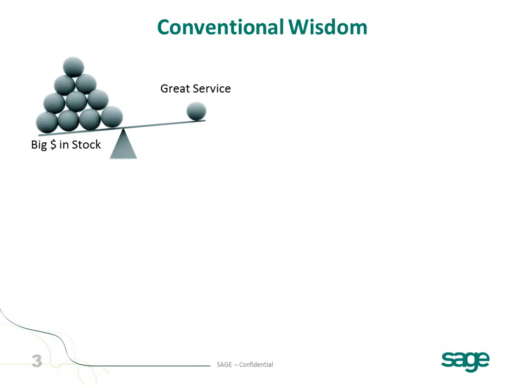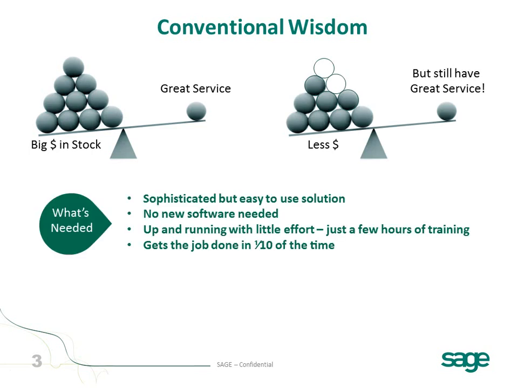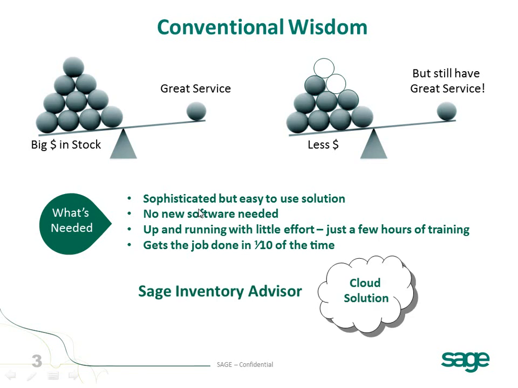The conventional wisdom and issue that we're dealing with here around inventory management really revolves around the following. It's easy to get great service, you just throw a lot of stock at it. The challenge that we've all got is to find a way to actually reduce that stock but still have great service. In order to do this, we've got to introduce a product like Sage Inventory Advisor that is a sophisticated but easy to use solution where you don't need to install a whole lot of new software and can get this up and running with very little effort and just a few hours of training. It needs to get the job done obviously in a tenth of the time. And that's where we're positioning Sage Inventory Advisor as an add-on cloud solution into the existing environment.